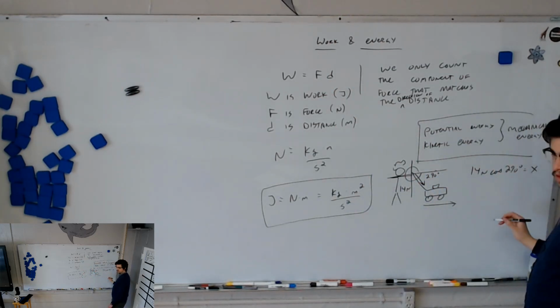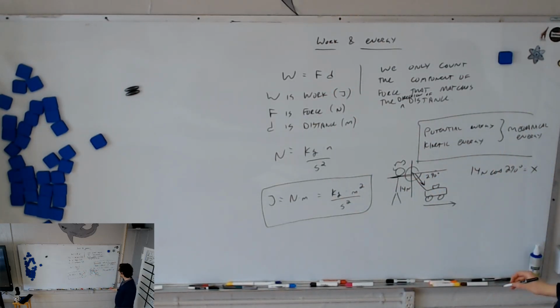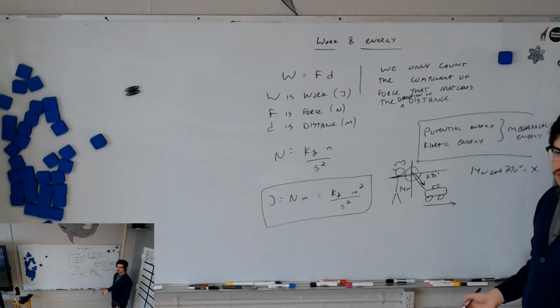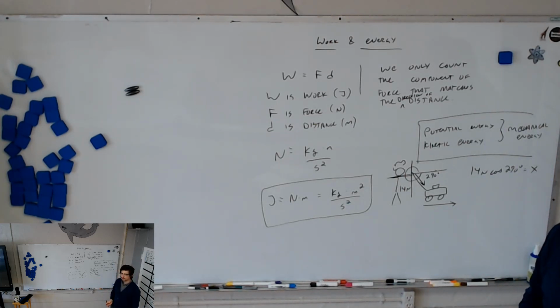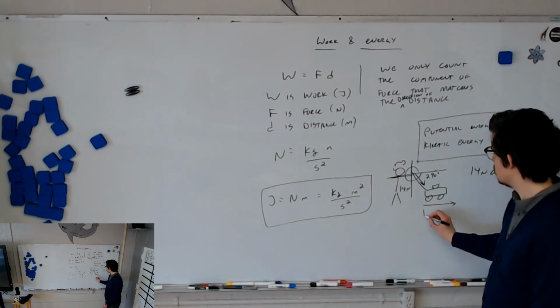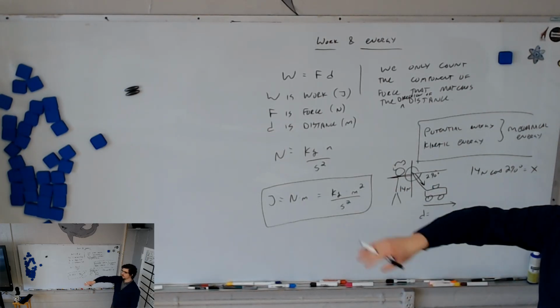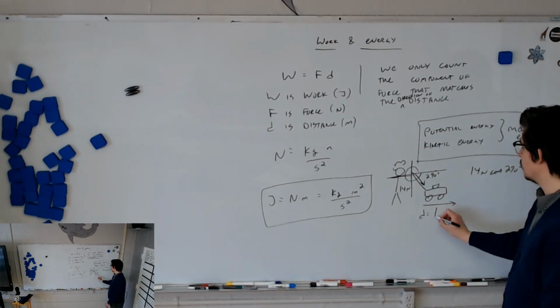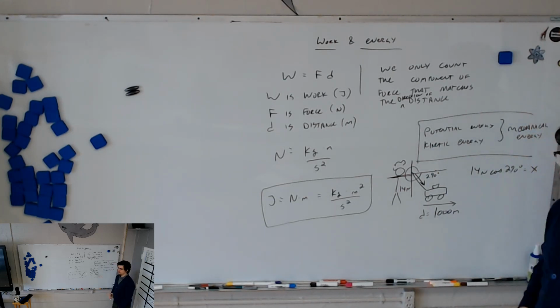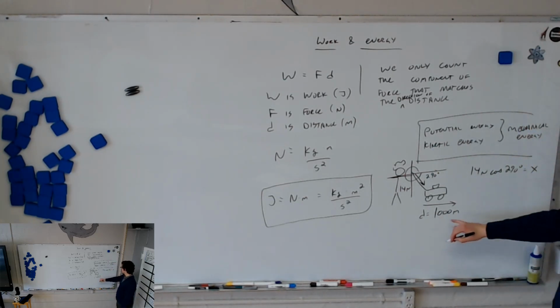What is the answer to this? Does anyone have their calculator? We'll say that she travels, what's a good distance you would travel mowing the lawn? D equals, well, let's say my lawn's about 50 meters long one way, and I go back and forth maybe 20 times. We'll say 1,000 meters. She travels a kilometer mowing the lawn. That's not unusual. So distance is 1,000 meters.